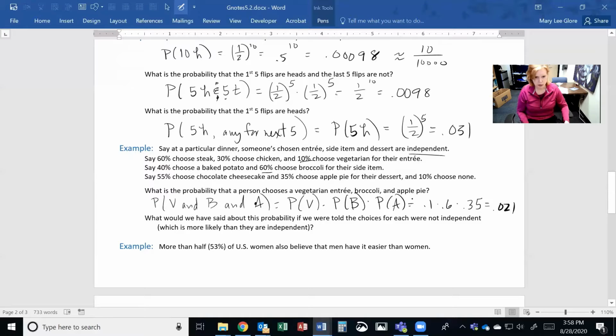So I just multiplied the three probabilities. They're independent, so we can do that. Now, what if we hadn't said that they were independent? What if we were told they're not independent, which is more likely, meaning somebody who chose steak as an entree is probably more likely to choose a baked potato for their side than somebody who chose a vegetarian entree. Someone who's choosing a vegetarian entree is probably more health focused, and broccoli is more healthy for you than a baked potato.